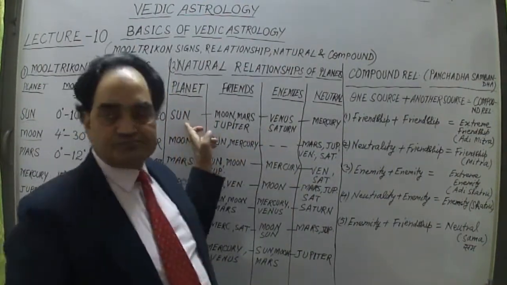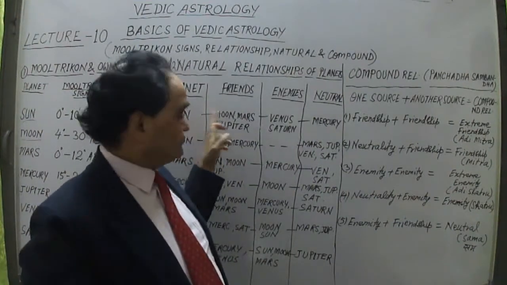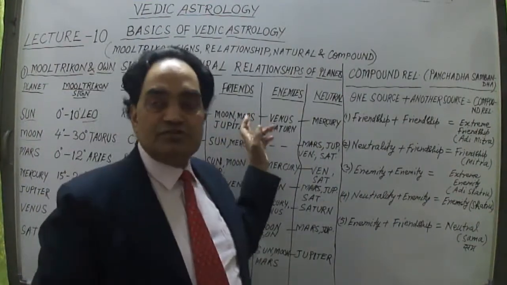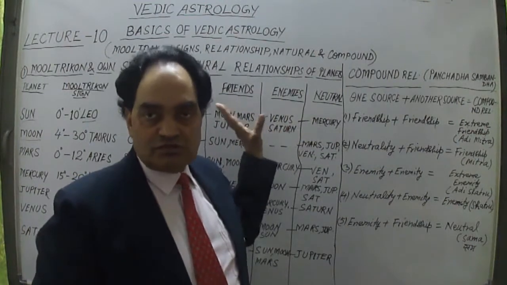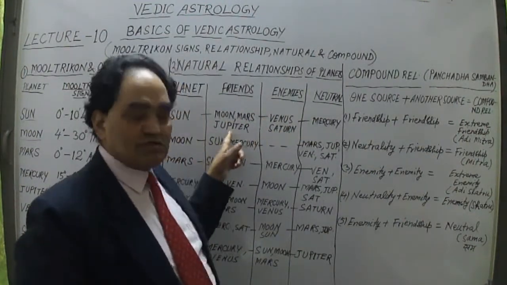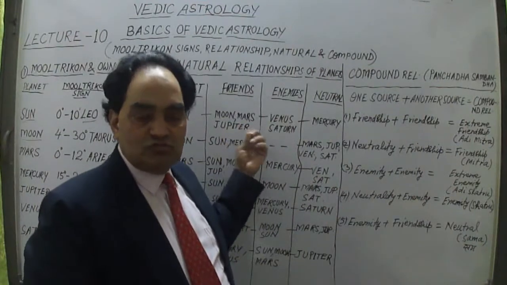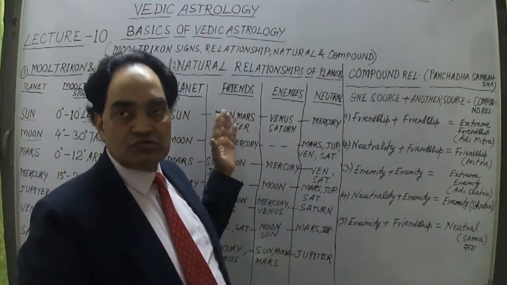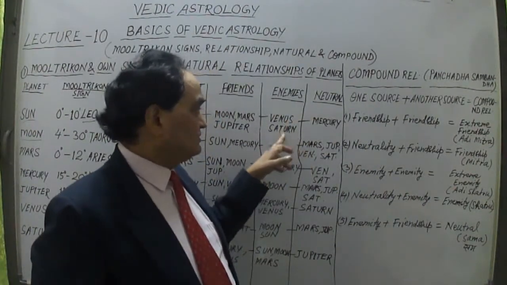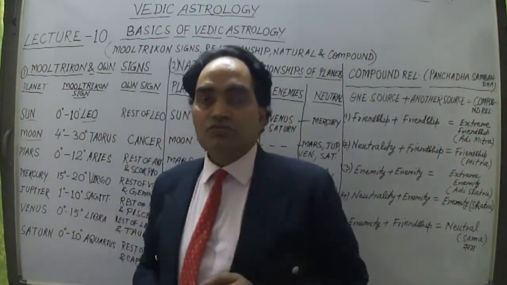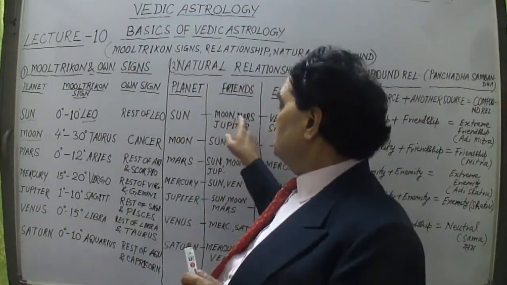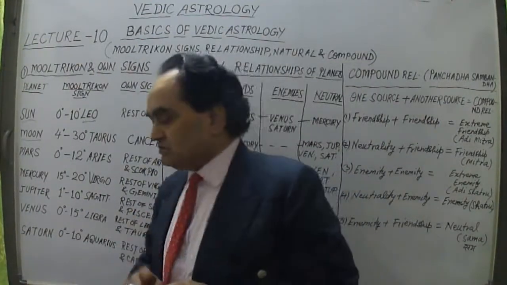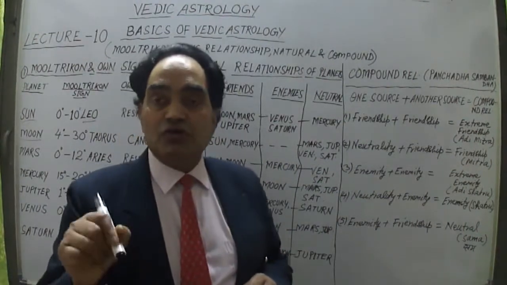Now come to the point. Sun has friends. What are the friends of Sun? Moon, Mars and Jupiter. These 3 planets are friends of Sun. Sun has friendship with Moon, Mars and Jupiter. Important point. So Sun, Moon, Mars and Jupiter, these 4 planets are friends. But Venus and Saturn are enemies of Sun. So Sun has enemies, Venus and Saturn.